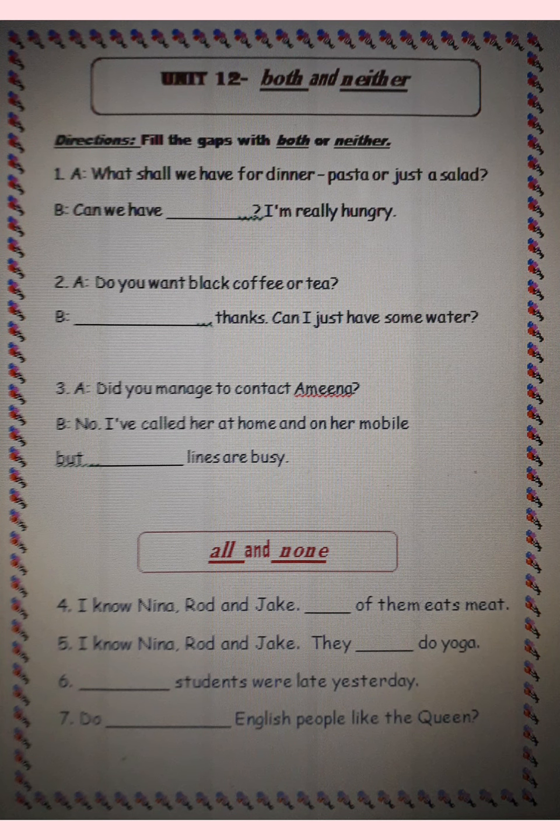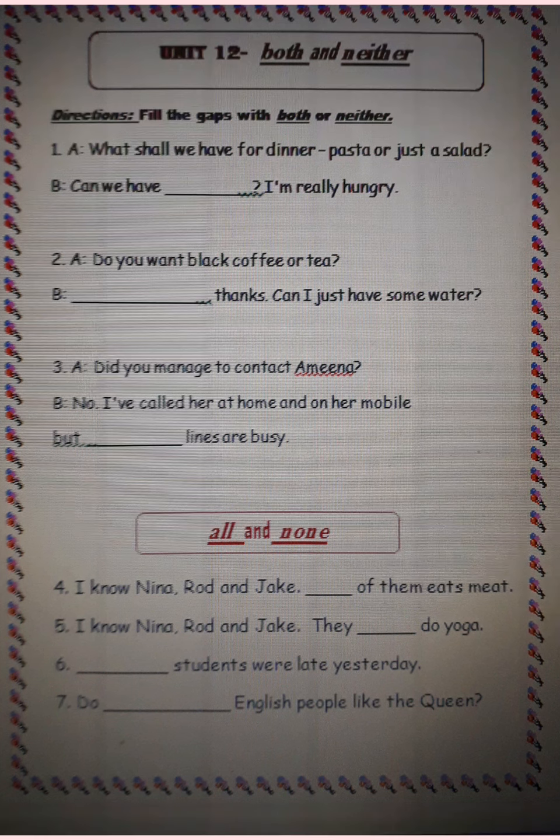All and none. We use both and neither to talk about only two people or things. We use a plural verb with both. We usually use a singular affirmative verb with neither. We usually put it at the beginning of a sentence. We use all and none to talk about more than two people or things. We use a plural verb with all. We put all after the be verb or before a full verb.